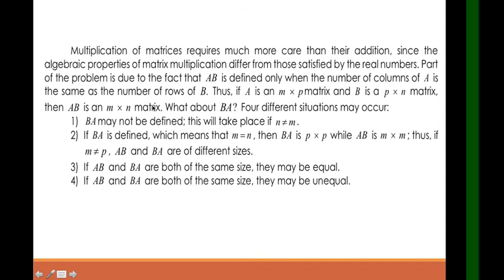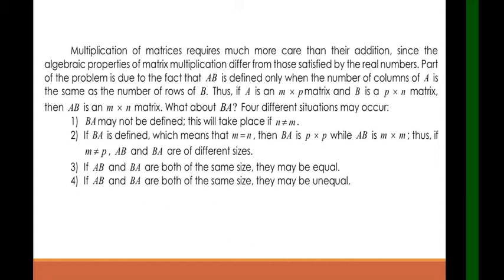Multiplication of matrices requires much more care than their addition, since the algebraic properties of matrix multiplication differ from those satisfied by the real numbers. Part of the problem is due to the fact that AB is defined only when the number of columns of A is the same as the number of rows of B. Thus, if A is an M by P matrix and B is a P by N matrix, then AB is an M by N matrix.